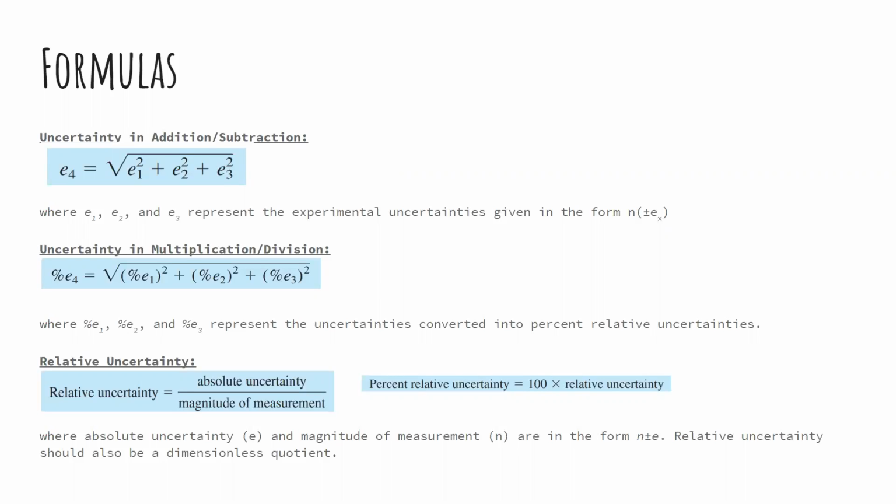The third equation is relative uncertainty. There's actually two equations, relative uncertainty and percent relative uncertainty. Relative uncertainty is absolute uncertainty divided by the magnitude of measurement, and percent relative uncertainty is just 100 times relative uncertainty. So in relative uncertainty, the measurements are in the form of n plus e, where n is the magnitude of measurement and e is the absolute uncertainty. And it's important to note that relative uncertainty should be a dimensionless quotient.